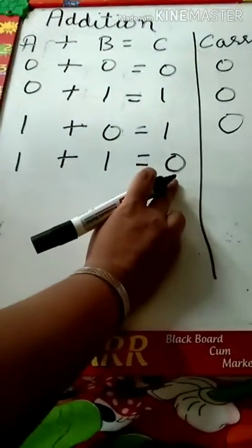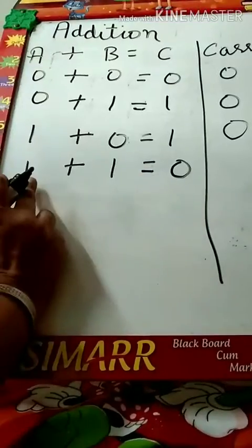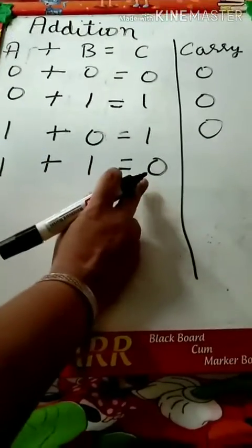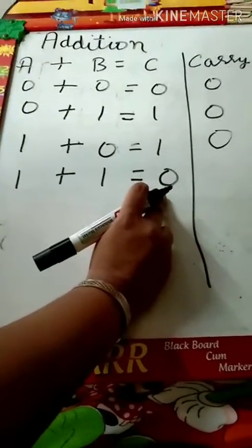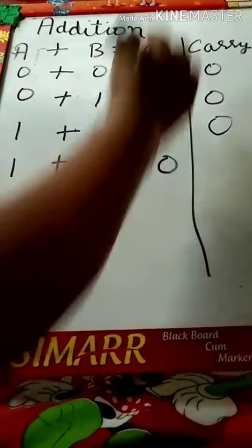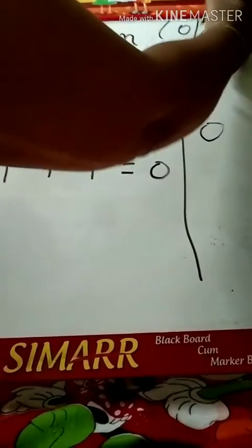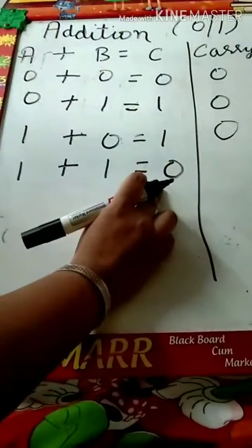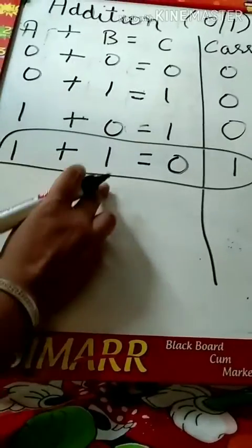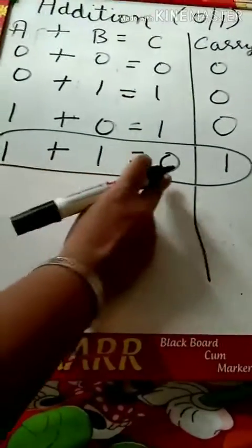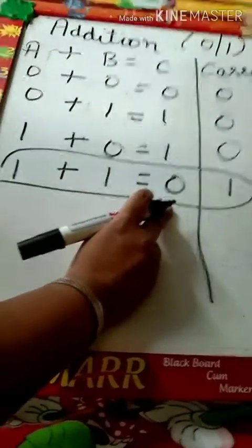Students, why should I write 0 here? Because actually 1 plus 1 is equal to 2, but I write 0 here because the binary number system uses only two digits, 0 and 1. So how should I write a 2 here? I write a 0 here and carry a 1. This is a very important rule that you must keep in mind: 1 plus 1 is equal to 0 with a carry of 1, not 2.